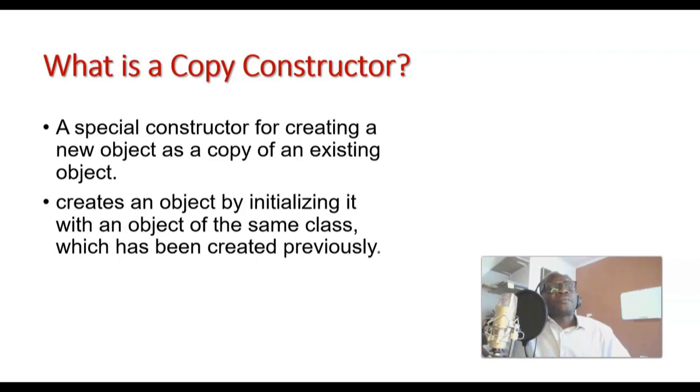Now, how is this done? A copy constructor creates an object by initializing it with an object of the same class, which has been created previously. So the whole idea is to initialize a new object by simply copying an object which was already created.